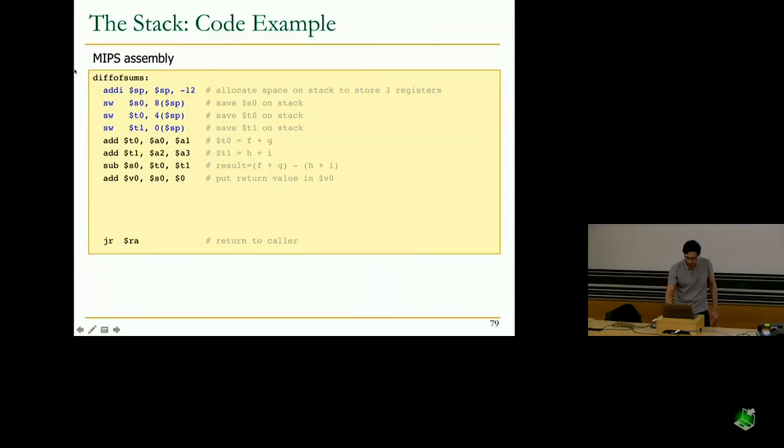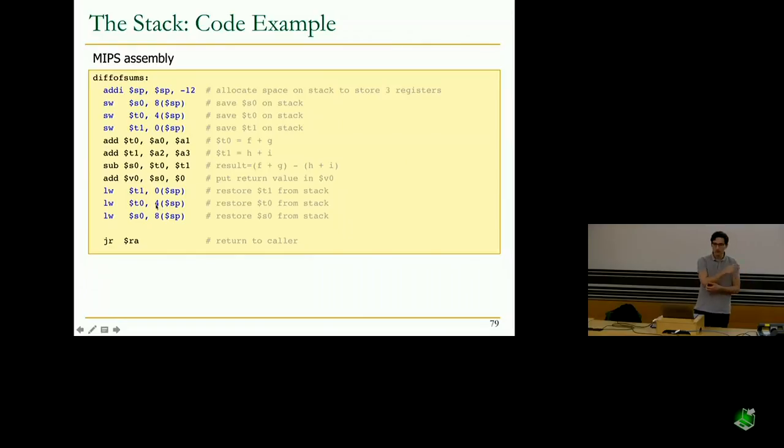Then we execute the function, and at the end, we can read the values that we saved and put them again in T0, T1, and S0. So this is the way we use the stack to save registers that can potentially be overwritten by functions that are called from a main caller or a main function.